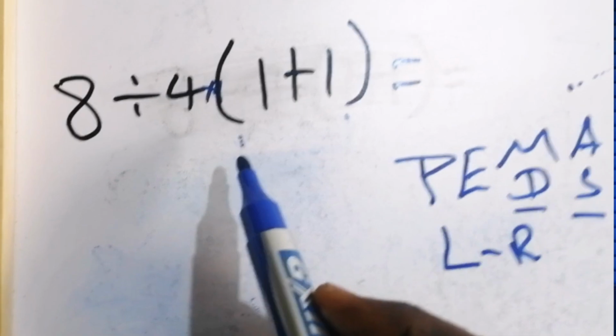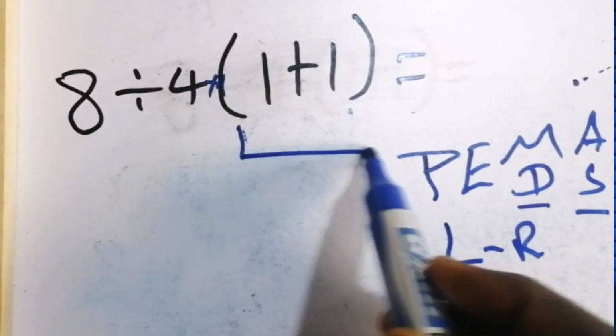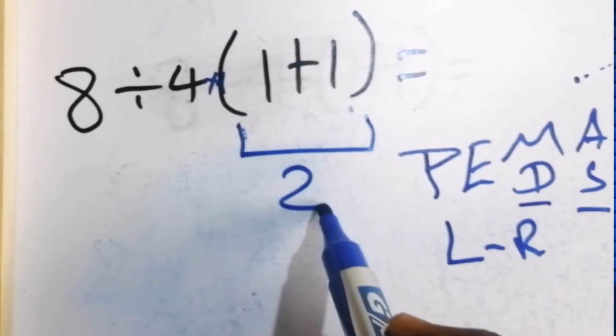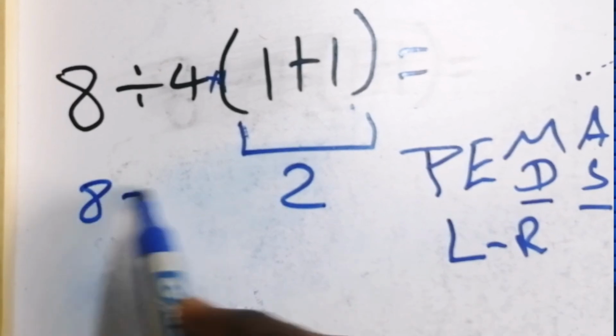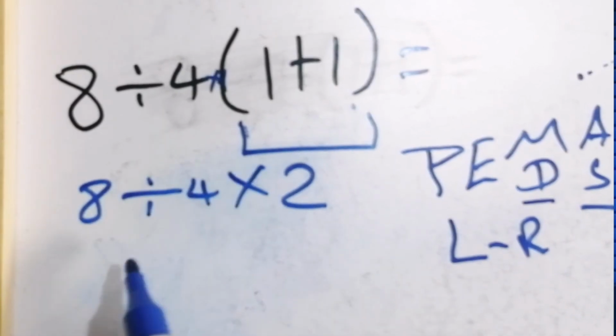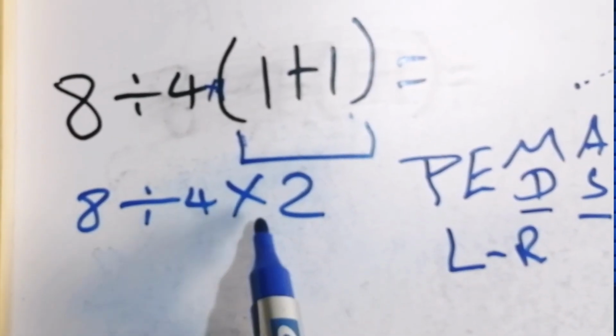Therefore, first we have to do this parenthesis. Okay, 1 plus 1 which gives us 2. Then 8 divided by 4 times 2. Here is one division and one multiplication.